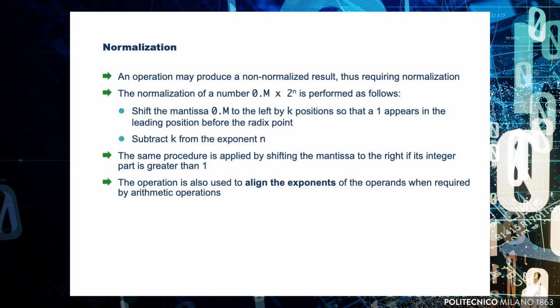A similar situation occurs in the opposite direction. If the integer part of the mantissa is greater than 1, the operation shifts the mantissa to the right until there is exactly one leading 1 on the left of the radix point and adds to the exponent the number of right shifts performed. The same procedure is also used to align operands when an arithmetic operation requires their exponents to match, thus resulting in one of the operands being in non-normalized form.